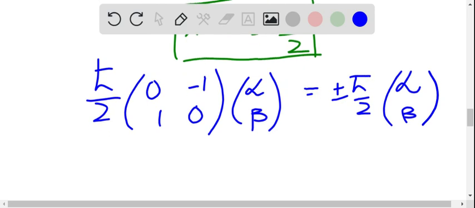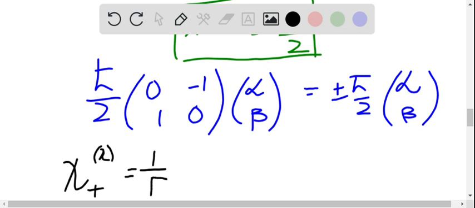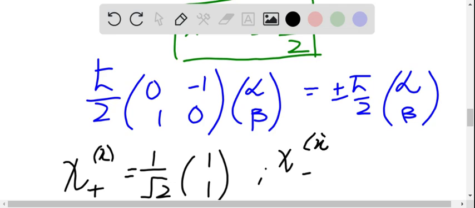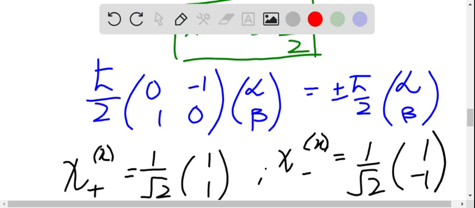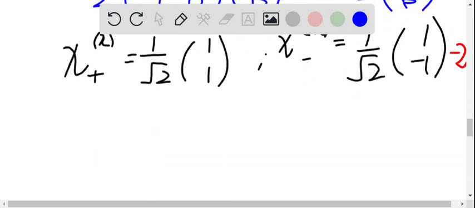Now we would write an equation for chi positive raised to power x, right? So chi positive raised to power x would be equal to 1 divided by root 2 times (1, 1), right? And the other would be chi negative raised to power x, that would be 1 over root 2 times (1, negative 1), right? So let's say that this is equation 2. Now what we are going to do from here is write down the eigenspinors of S_x in the following form, right?